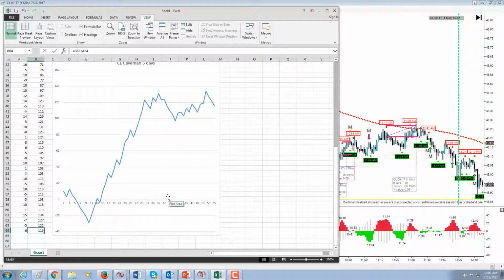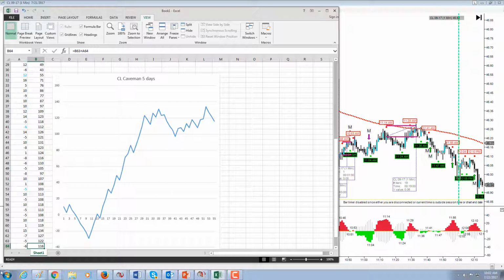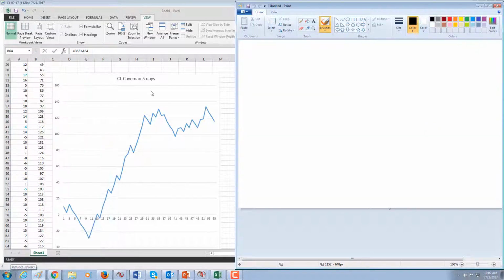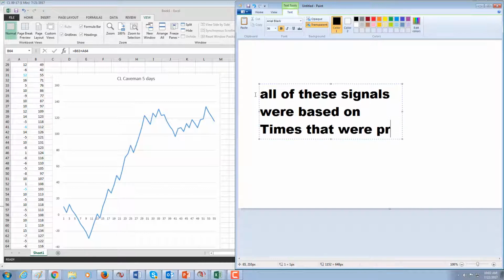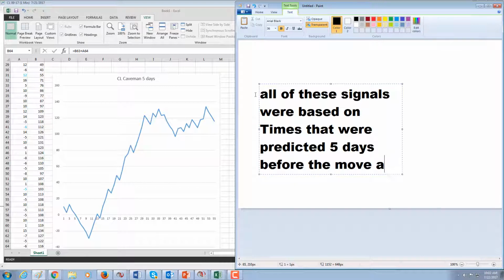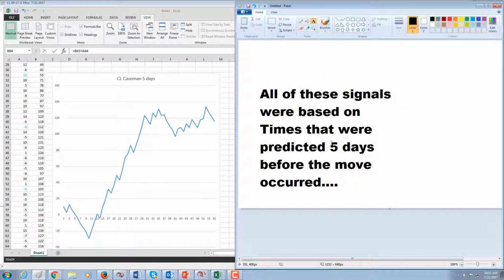And so when we look at this chart, you start to see that there are a few concepts that kind of don't make sense, because all of these signals were based on times that were predicted 5 days before the move occurred. And so one starts to wonder, how is that even possible to have an equity curve that looks like this if the signals are based on predicted times. And there's a lot of controversy depending on who you talk to. There are some people who believe the markets are fair and the banks are just randomly moving through the markets with all of us trying to make sense of it.